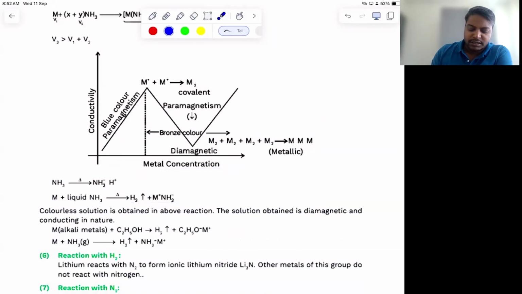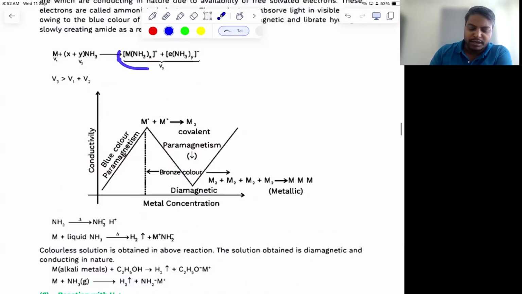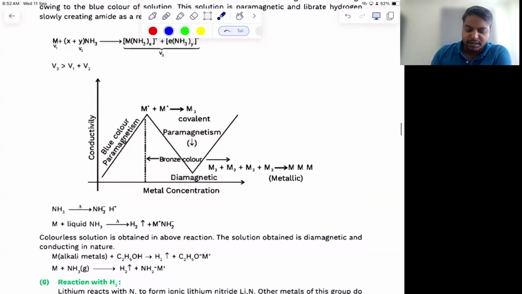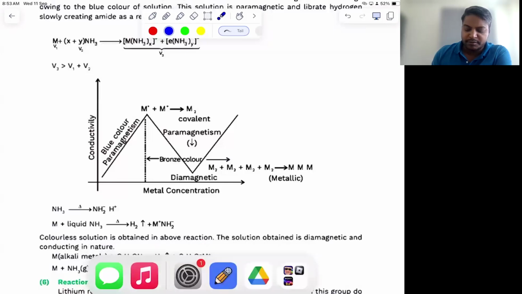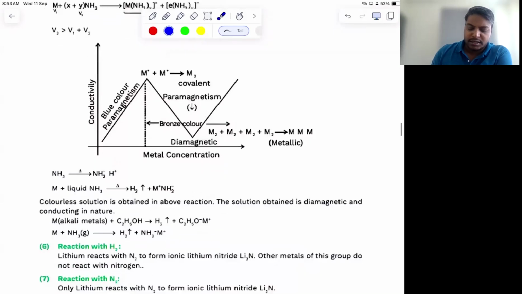Instead of staying just as an ammoniated ion, now these electrons will take away the H plus from the ammonia and come out as H2 gas, thereby making a diamagnetic solution because electrons will not be available anymore. The colorless solution is obtained in the above reaction. The solution obtained is diamagnetic and conducting in nature. The conductivity is because of the metal ions.